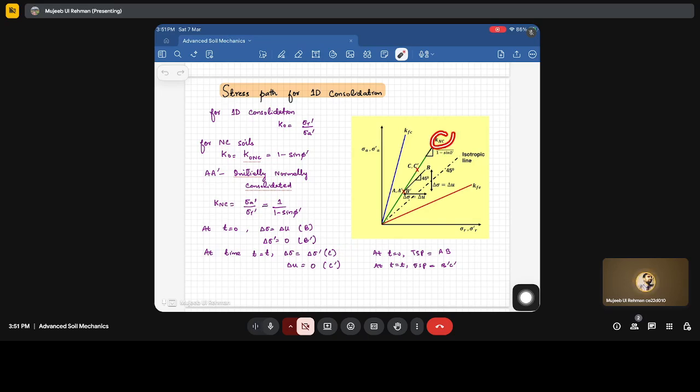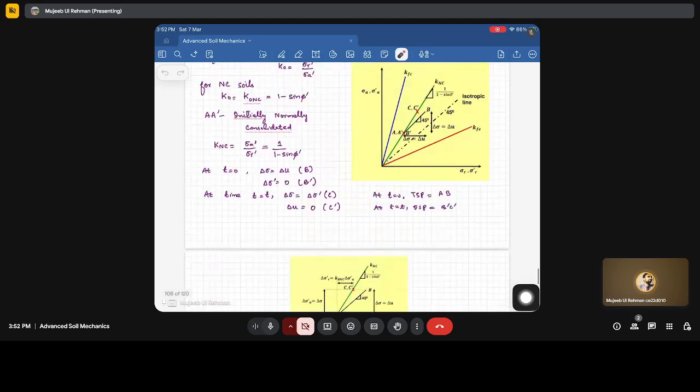The K naught C line is similar to how the stress state changes for 1D consolidation; they will lie on this line. This is the relation of how the vertical and horizontal stresses are related for 1D consolidation. So delta U will be 0, represented by C dash here. It means that at t is equal to 0, the total stress path is given by A to B, and at t is equal to T, where the pore water pressure has dissipated, the effective stress path is given by B dash C, this one, correct.